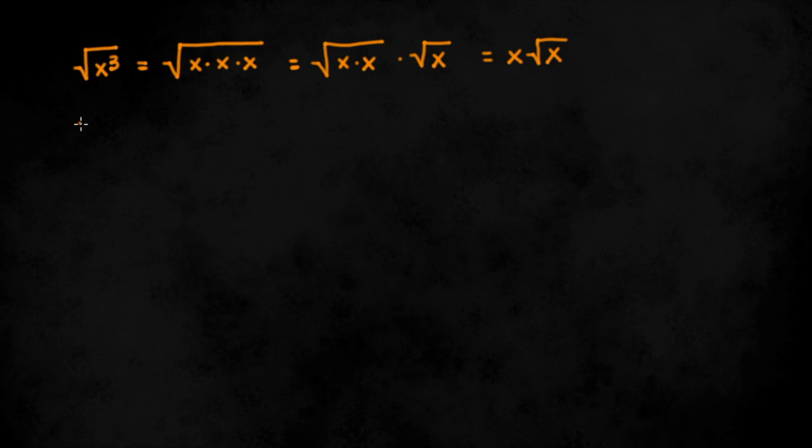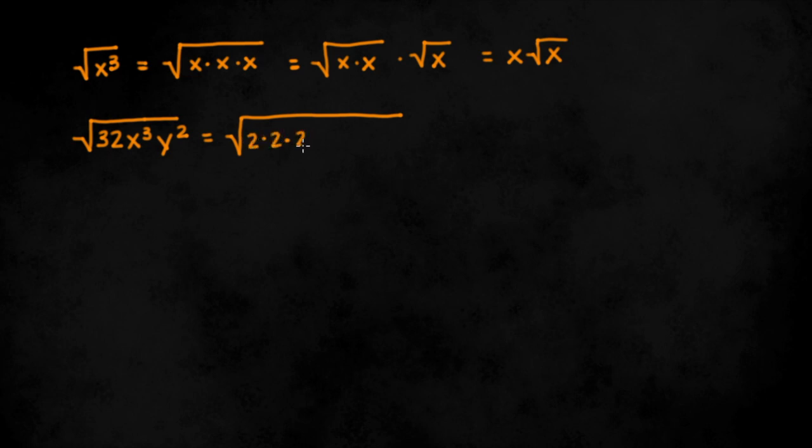Now let's try to simplify the square root of 32 x cubed y squared. Let's break down each of the numbers and variables. 32 is 2 times 2 times 2 times 2 times 2. X cubed is x times x times x. And y squared is y times y.